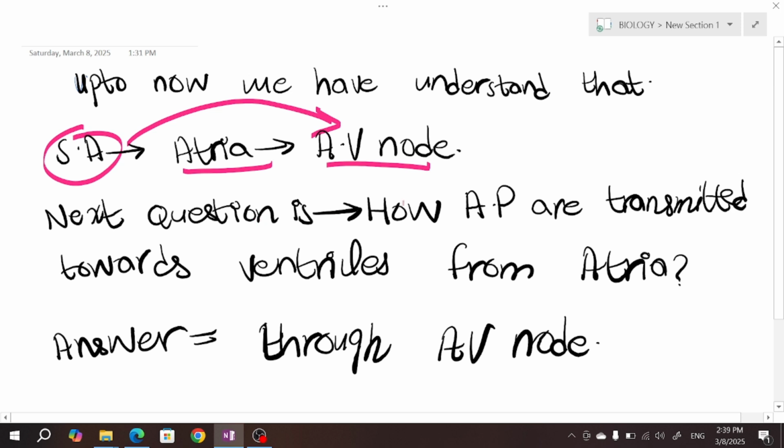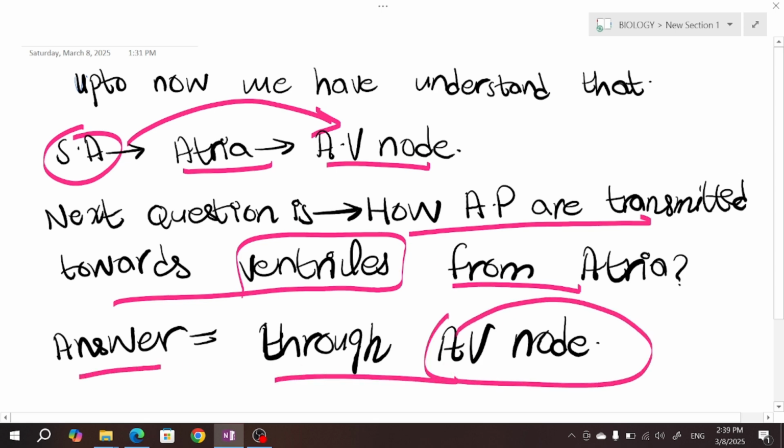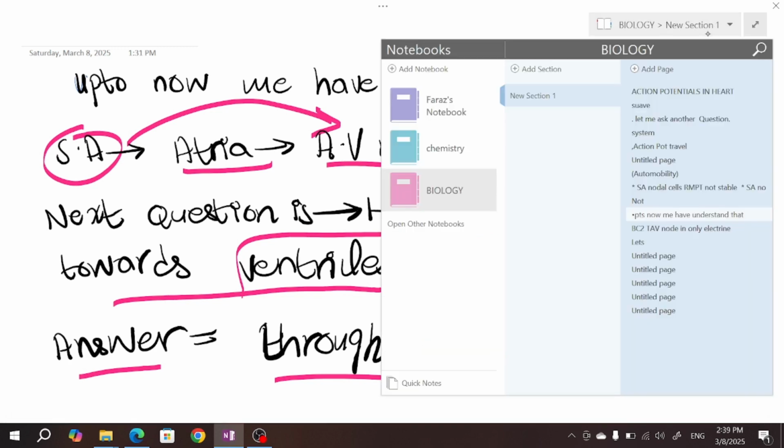Now the next question is how action potentials are transmitted towards the ventricles from the AV node. First, the action potential generated by the SA node spreads over the atria. Now how do action potentials go from the atria towards the ventricles? The answer is through the AV node. Remember, the AV node is only the electrical window through which the action potentials can travel from the atria towards the ventricles.